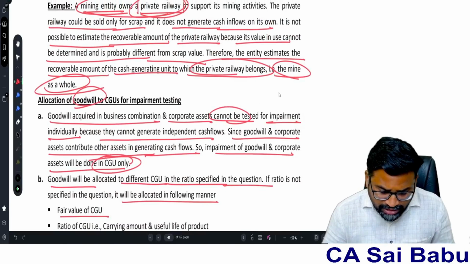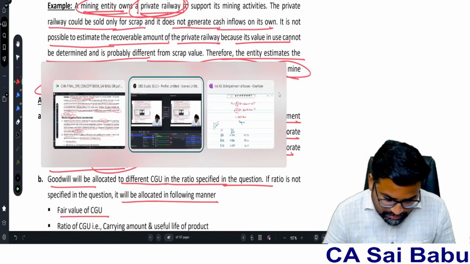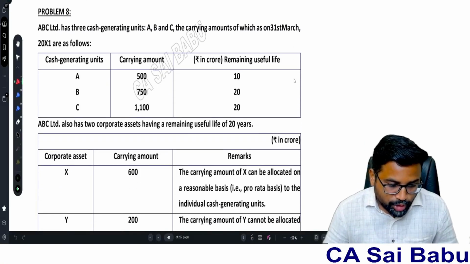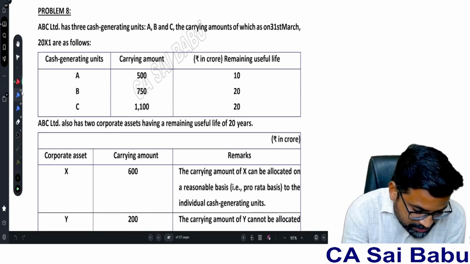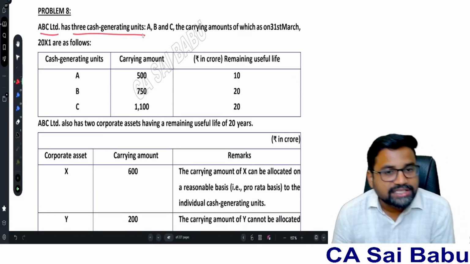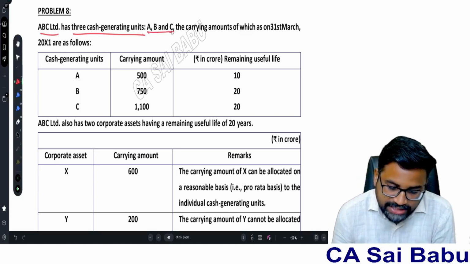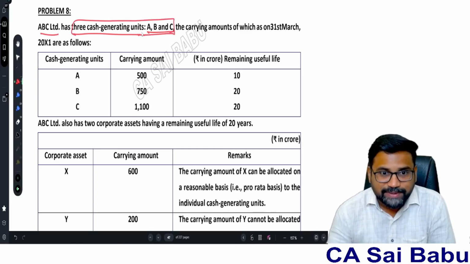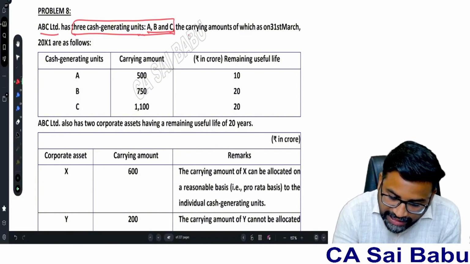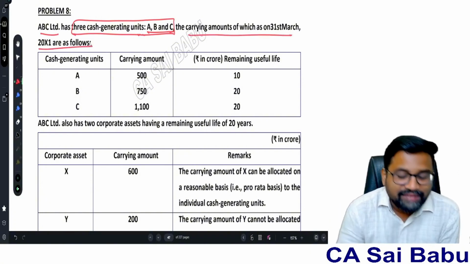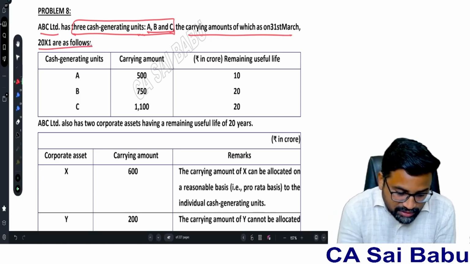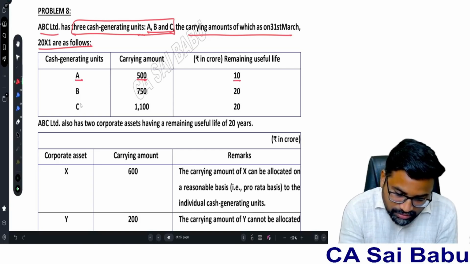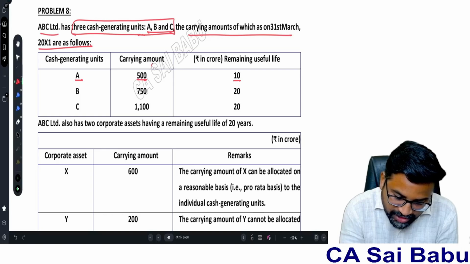This is how you need to allocate the corporate assets. I will solve one question relating to it so that you will understand. Problem number 8. See this question. ABC Limited has 3 cash generating units A, B and C. They are given in the question itself. Generally they will specify what the cash generating units are. The carrying amounts on 31st March 2011 are as follows. Cash generating unit A, carrying amount 500, remaining useful life 10 years. Carrying amount is in rupees crores.